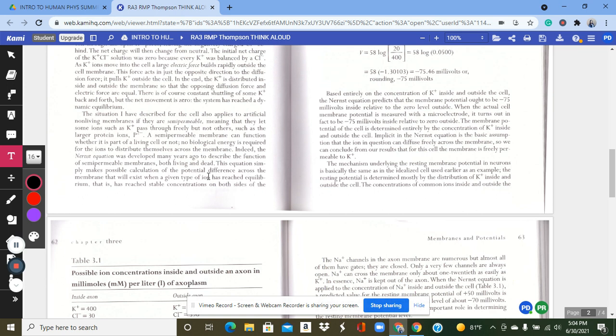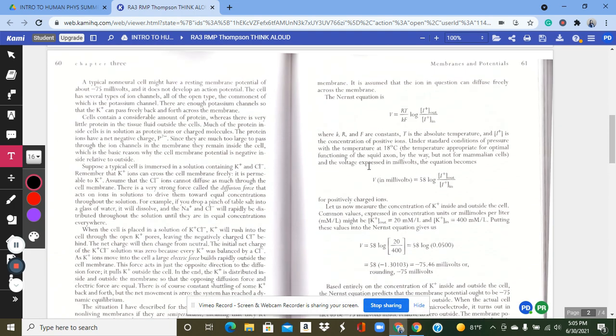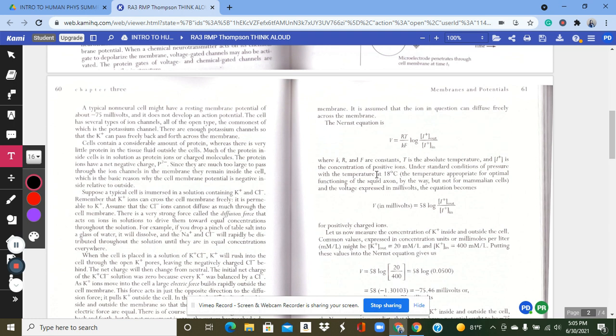Indeed, the Nernst equation, which is something that I already do know, I've learned it in my AP chemistry class, was developed many years ago to describe the function of semi-permeable membranes, both living and dead. This equation simply makes possible calculation of the potential difference across the membrane that will exist when a given type of ion has reached equilibrium, that is, has reached stable concentrations on both sides of the membrane. It is assumed that the ion in question can diffuse freely across the membrane.